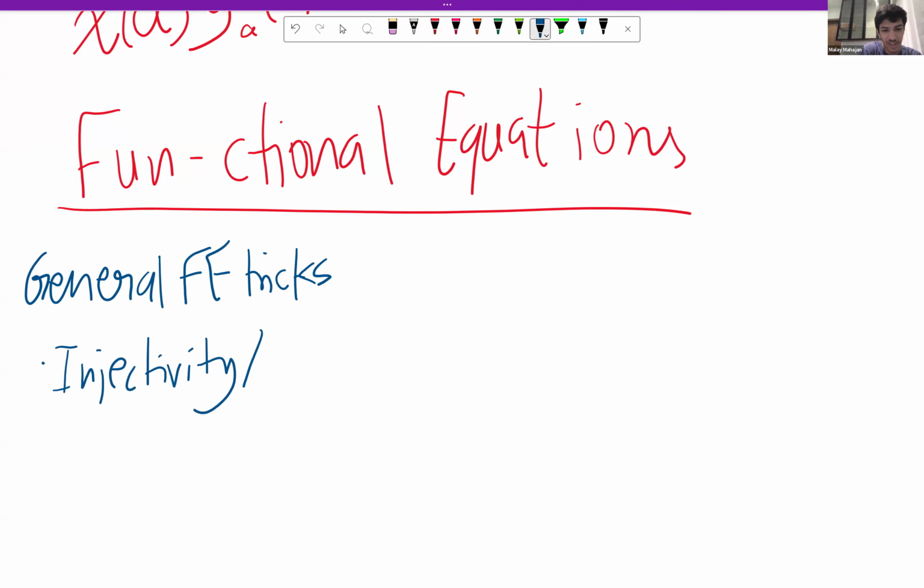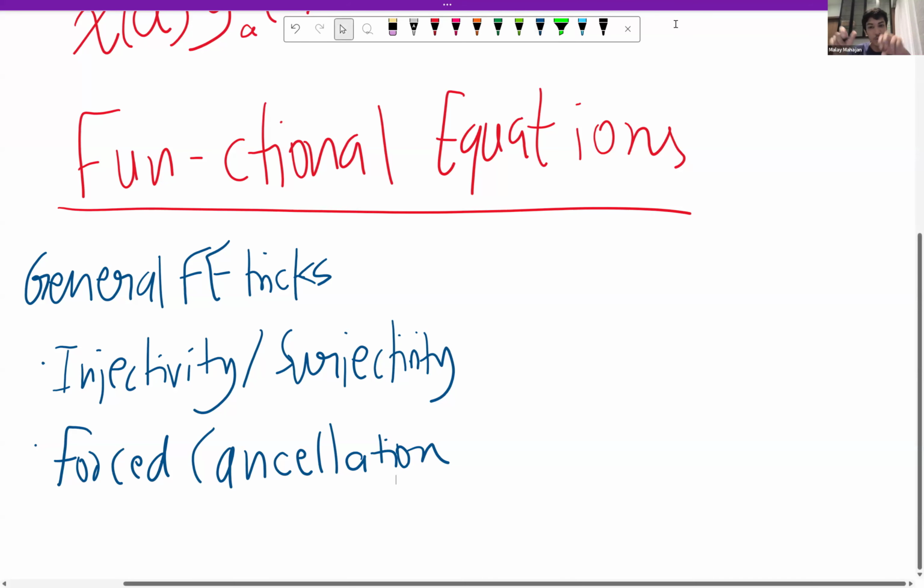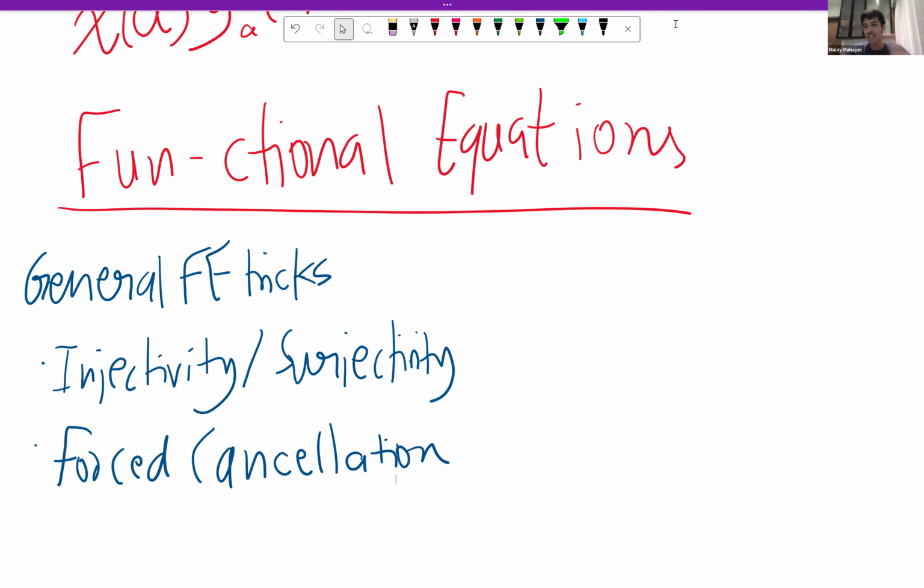I hope all of you have seen what injectivity and surjectivity are. You generally try to prove the function is injective or surjective at the start. Then there is this trick called forced cancellation. It's fine if you haven't seen this before. Basically in this trick, you forcefully try to equate two things. If you forcefully equate two things, those terms will just cancel and you will have fewer terms and maybe you'll get some nice things. I'll be talking about this.